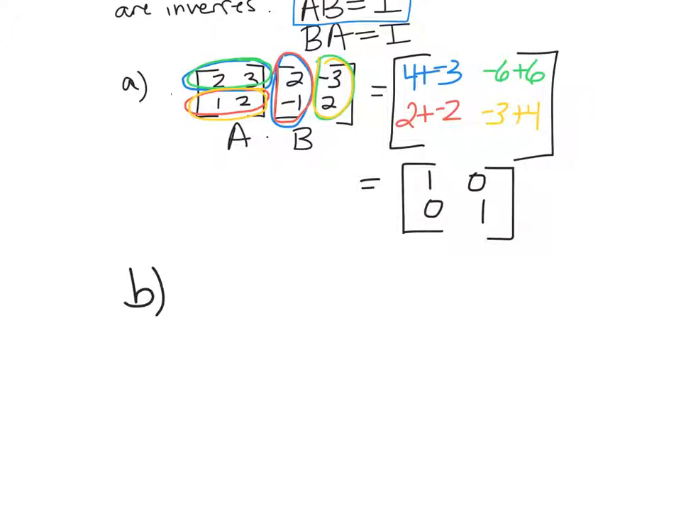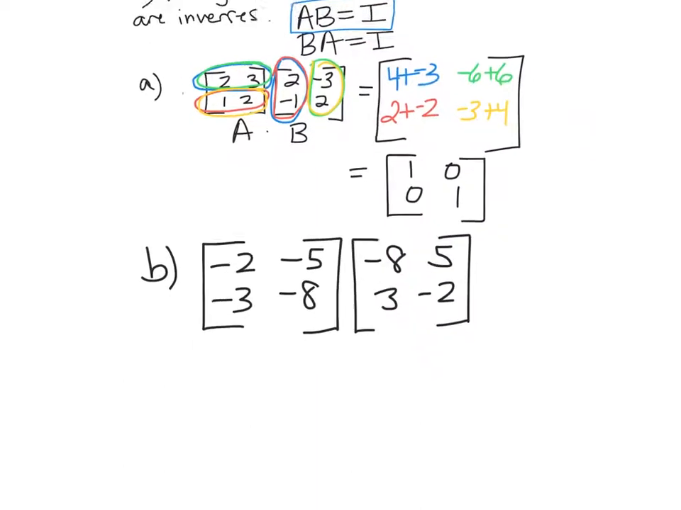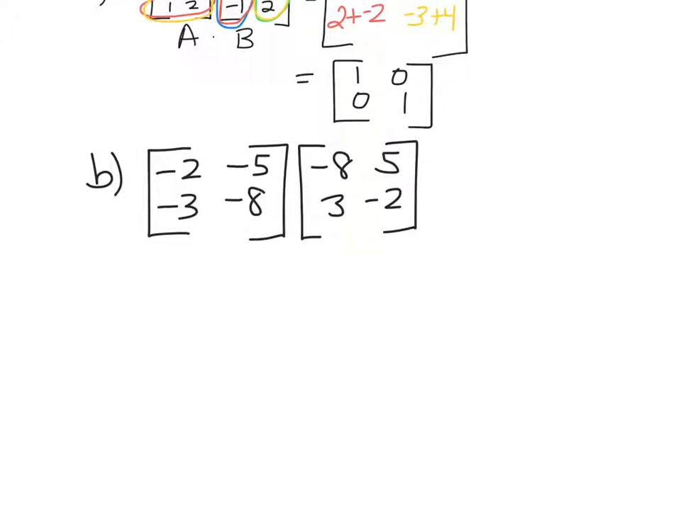You try this one. Take this matrix, negative 2, negative 5. You don't need to use different colors on this one, or you can. Negative 3, negative 8. And you practice this. You multiply it times negative 8, 5, 3, negative 2. Okay? So hopefully you're pretty good at multiplying matrices. And then we'll see what you get at the end. But show your work. Show that middle step. Okay? On all of these problems.